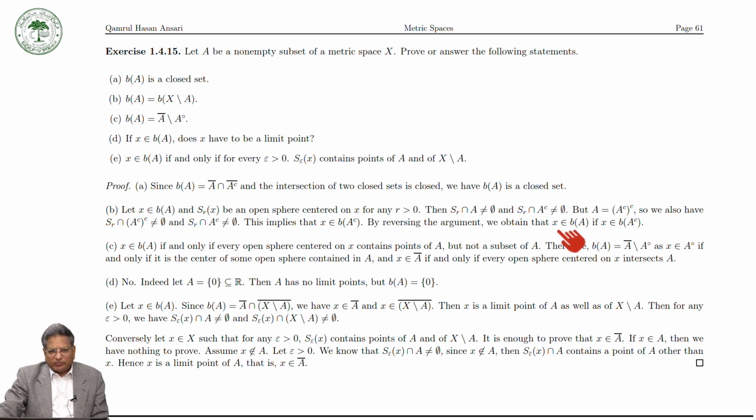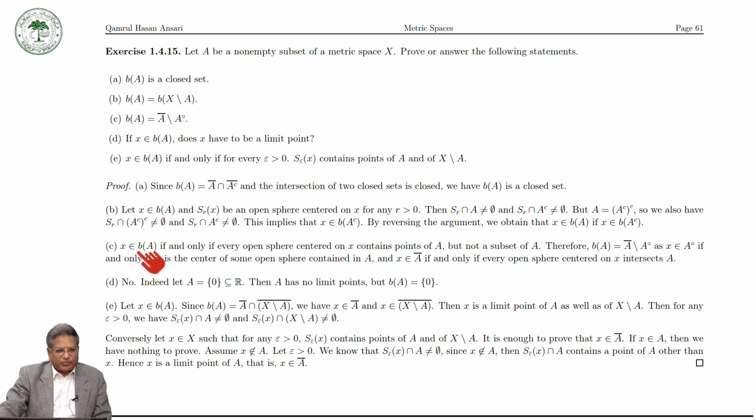And by reversing the argument we will see that X belongs to the boundary of A if X is an element of the boundary of the complement of A. So this can be proved in this way. For the third one, that the boundary of A is equal to the closure of A minus the interior of A. That is to say, the boundary of A is equal to the closure of A with the interior points removed. So let X be a boundary point of A.